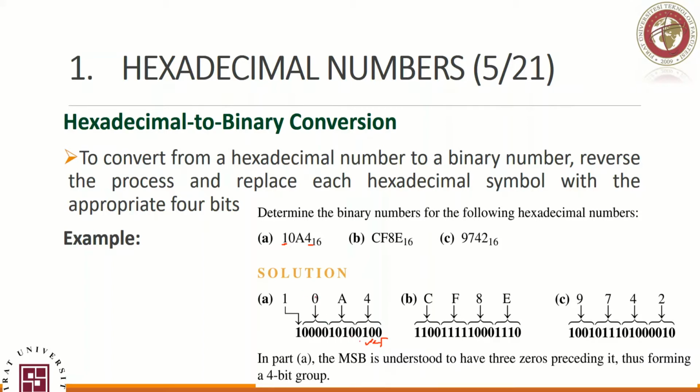Alright, let's take 0, 0 is simplest. All of them 4 zeros. Then the last digit, 1. 1 is represented by 0, 0, 0, 1. You don't have to write zeros here. If you write them, it's fine, but you don't have to do that. Okay?